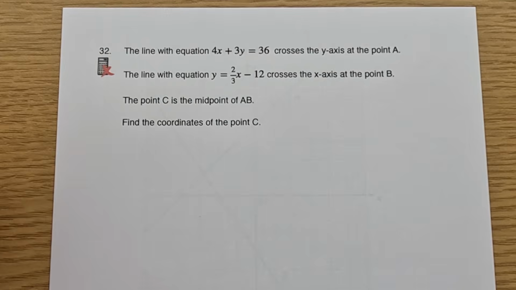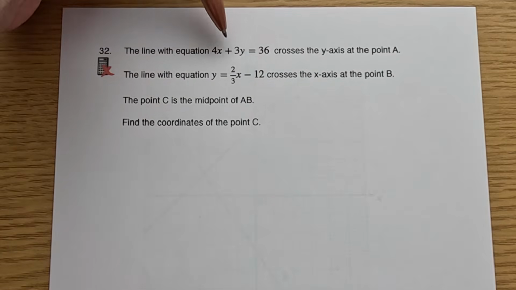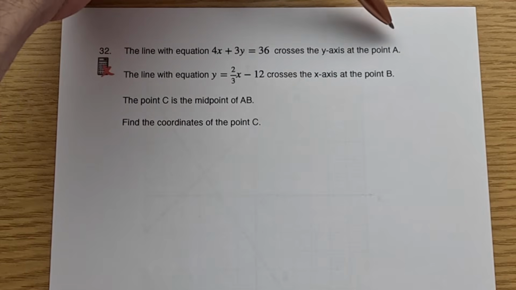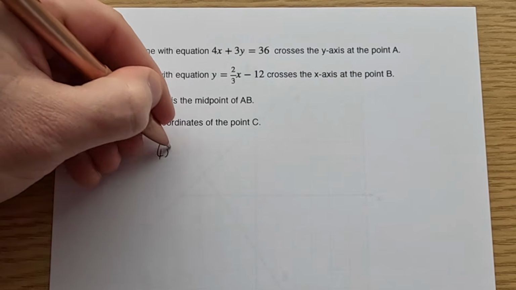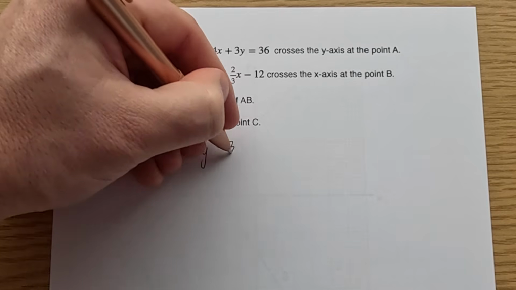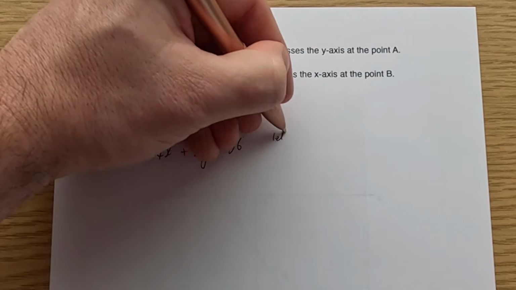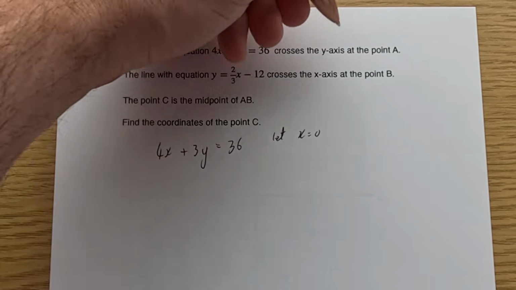So what I'm going to do to begin with is find where this graph 4x plus 3y equals 36 crosses the y-axis, and that's going to be the point A. So we want to find the coordinates of the point A. To find where it crosses the y-axis, we let x equal 0. So if we've got 4x plus 3y equals 36, we let x equal 0, and that'll tell us where it crosses the y-axis.